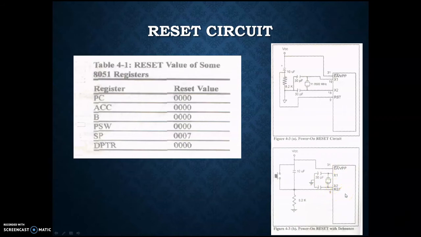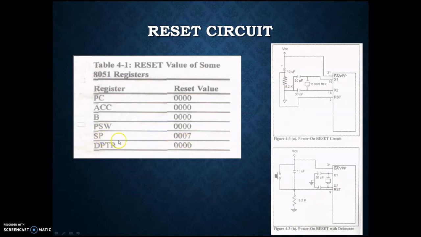Now what we have learned is that if pin number 9 is connected to plus 5 volt, then the contents of the microcontroller will be reset to 0. Here you can see the program counter, accumulator, B register, program status word and data pointer. These registers will be reset to 0.